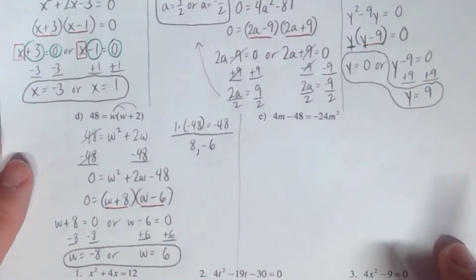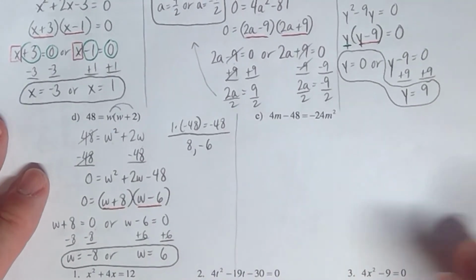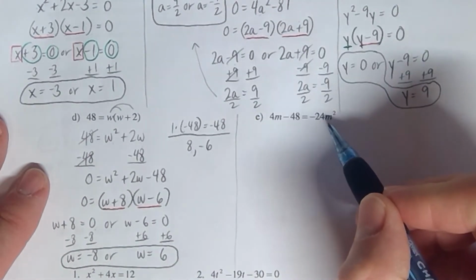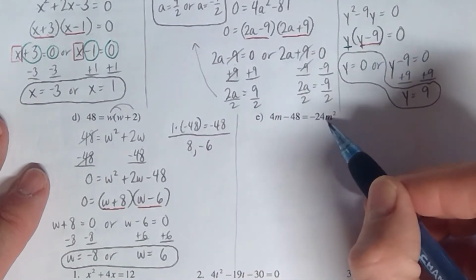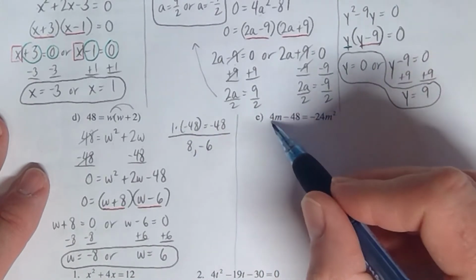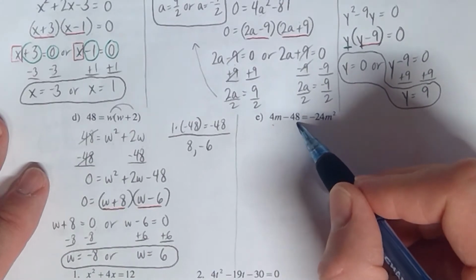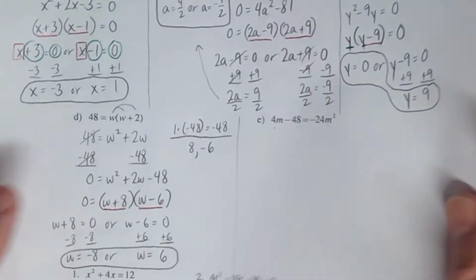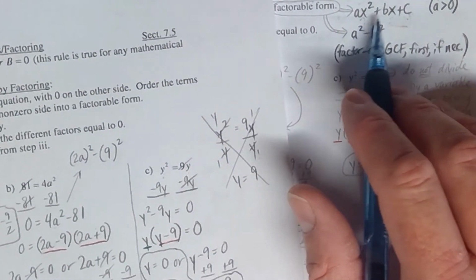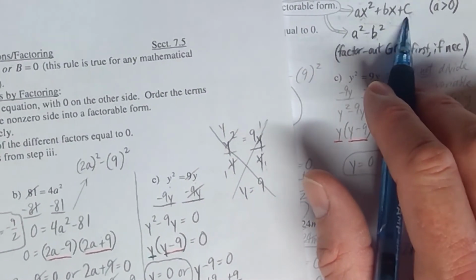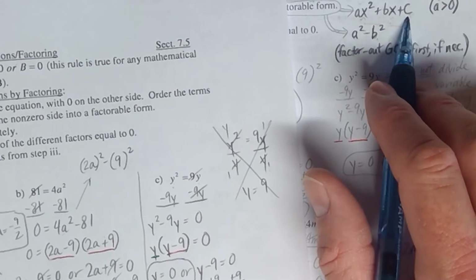Last one here before I ask you guys to try some. Okay, again, we don't have any parentheses like the last one, but we have an m squared term, we have an m to the first term, and we have a constant term with no variable in it. So that means we want to be thinking about this right here. M squared, m to the first, no variable at all in this last term.